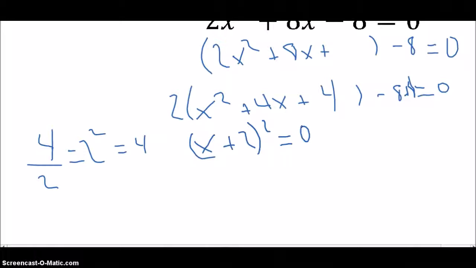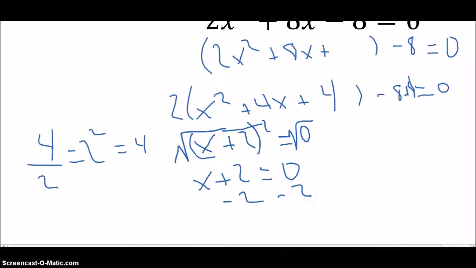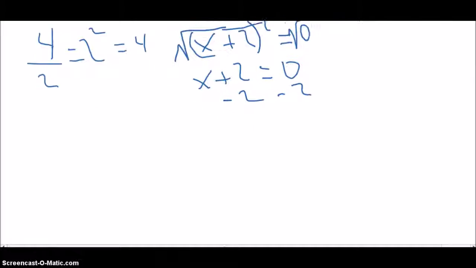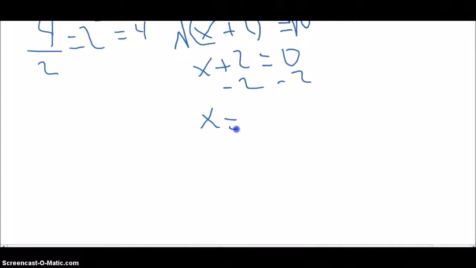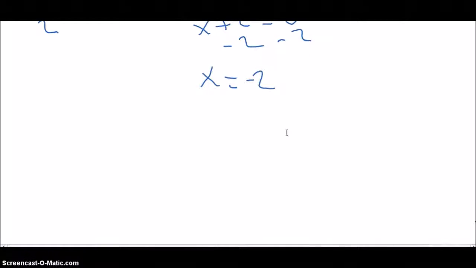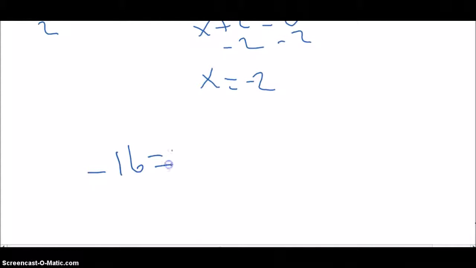Now we're going to take the square root of both sides. That gives us x plus 2 equals 0. We're going to subtract 2 from both sides. In this case, we have one answer, and that's x equals negative 2. Okay, so I did double check by plugging the number negative 2 back into the equation, and it comes out to being negative 16 equals 0, but it does not. So negative 2 is not a valid answer.